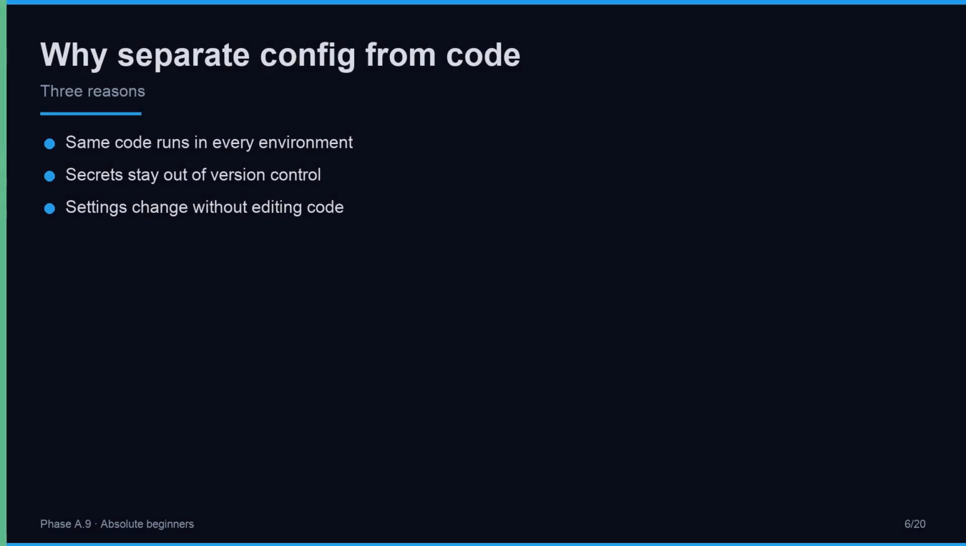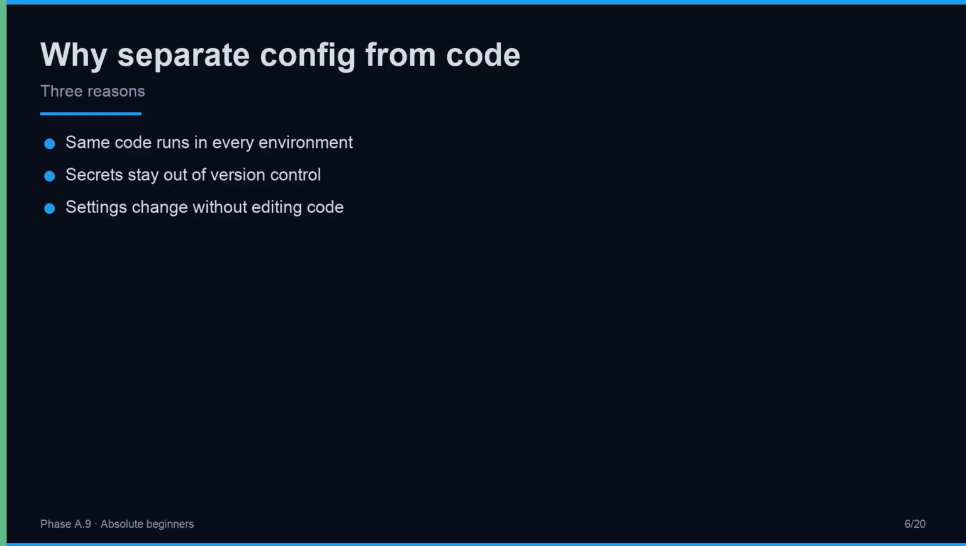Why separate config from code? Three reasons. One, the same source code runs unchanged in development, staging, and production. Only the settings differ. Two, secrets like API keys and passwords never enter version control, where they could leak. Three, you can change settings without editing code, which means deployments do not require a new build. Configuration belongs outside the program.